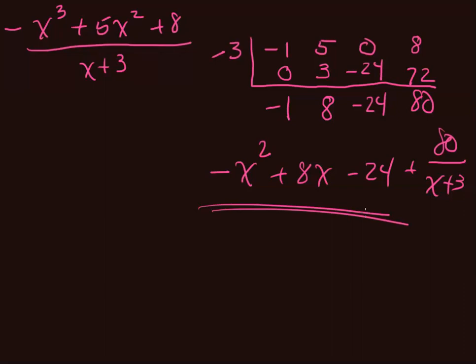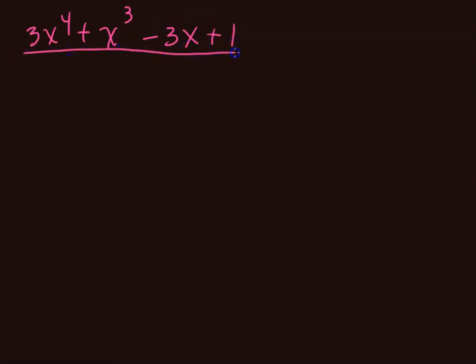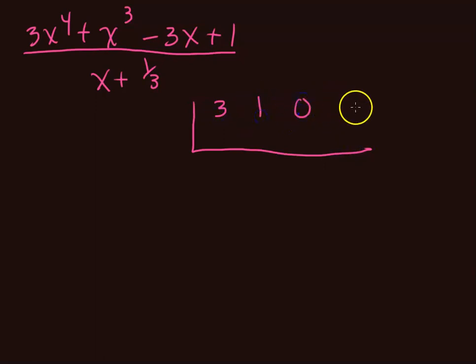At least one more. How about 3x to the fourth plus x cubed minus 3x plus 1 divided by x plus 1/3. Can we do that? That's a fraction. Yes, it's got a leading coefficient of 1. It is linear. The degree is 1. So start with fourth. There's 3, and then a cube is 1. Square isn't there, 0. Linear, negative 3. Constant, positive 1. 4, 3, 2, 1, 0.